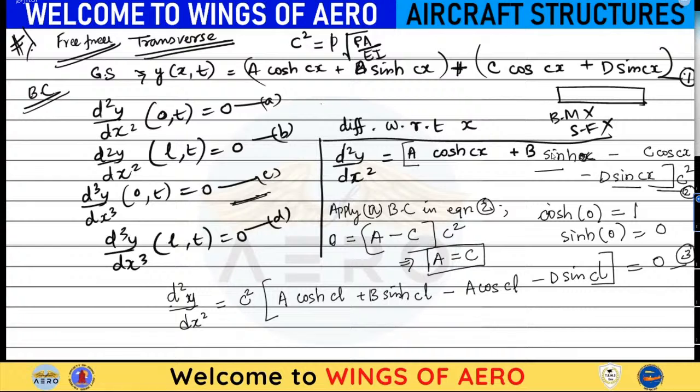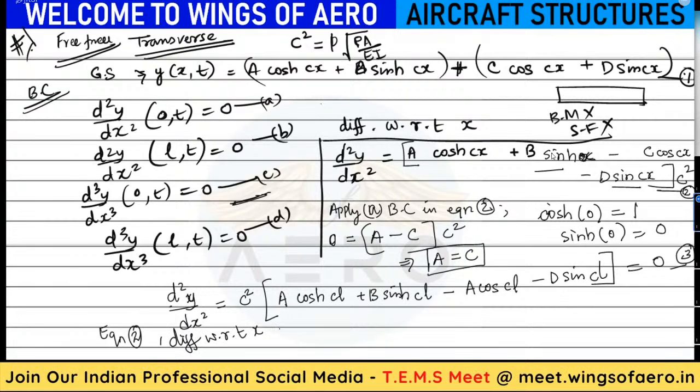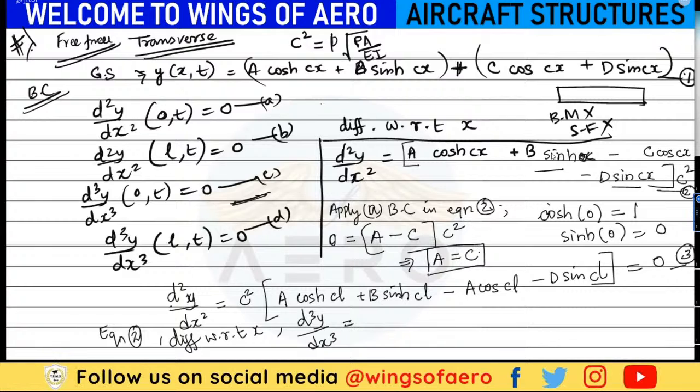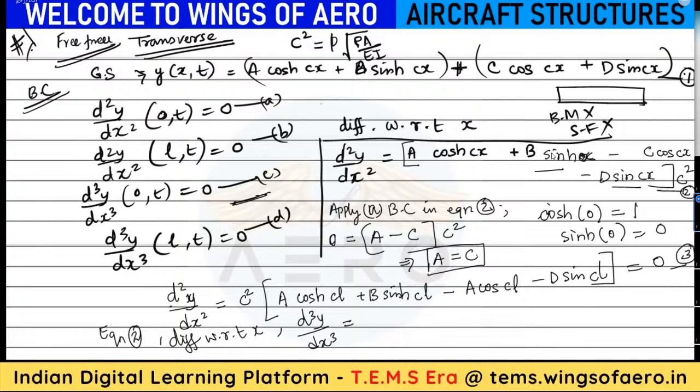So again, equation 2, we will differentiate with respect to x. So we need to get d cube y by dx cube. Now further we need to differentiate. So tell me what is the differentiation value you get. Hello. Tell me, I can hear you.